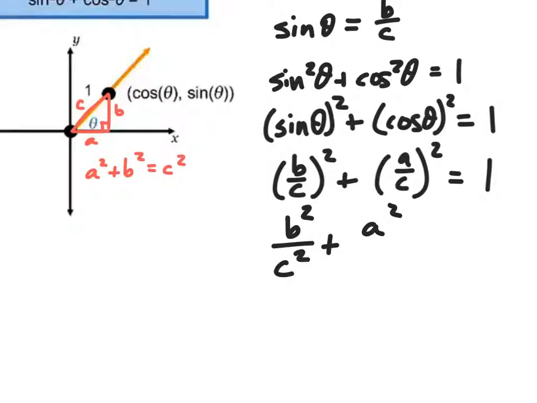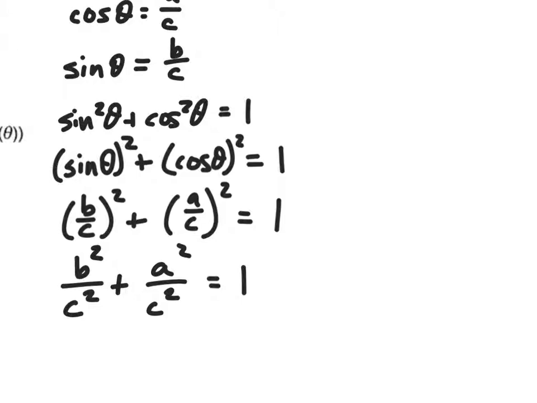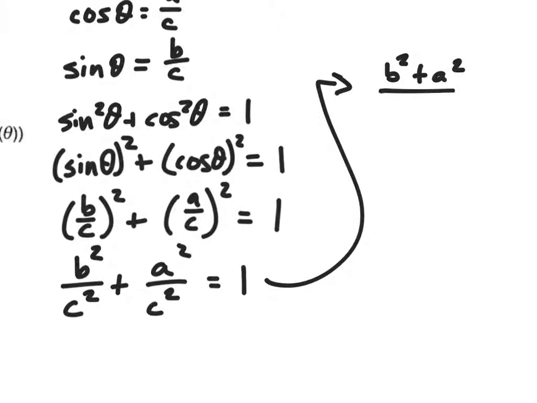And same thing over here. I've got a squared over c squared, and this is all going to be equal to 1. Now, the next thing that I want to do is understand that I've got a common denominator of c squared. So I've got that b squared plus a squared over c squared is equal to 1.